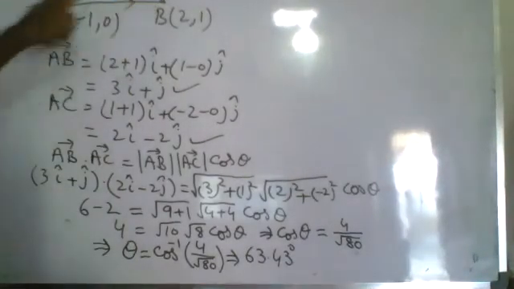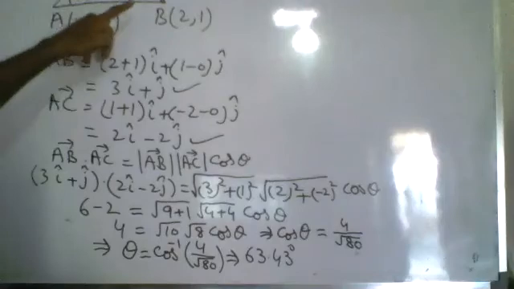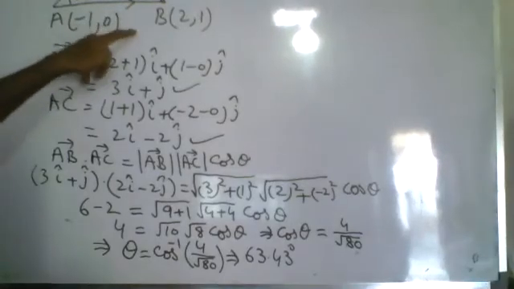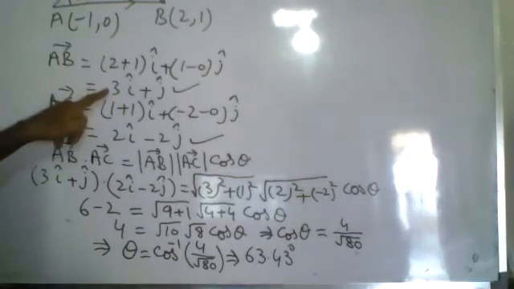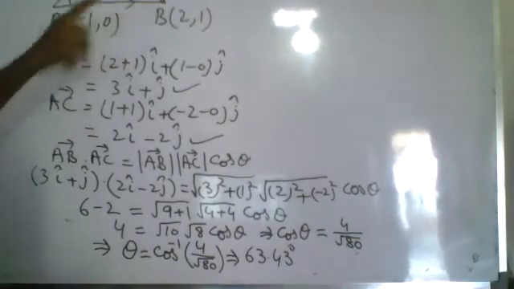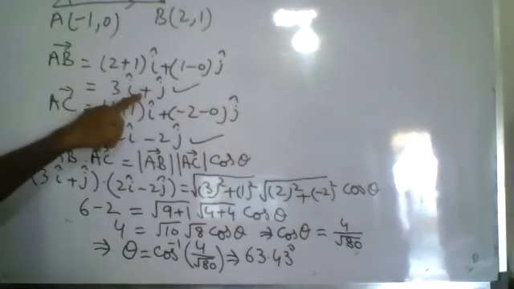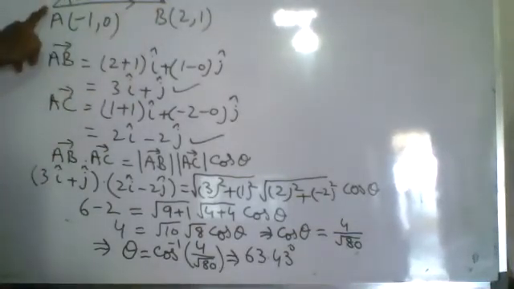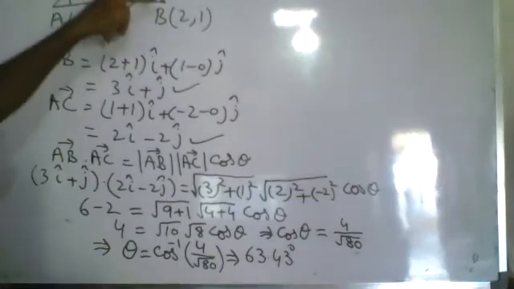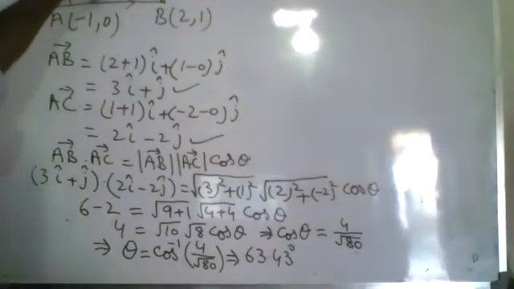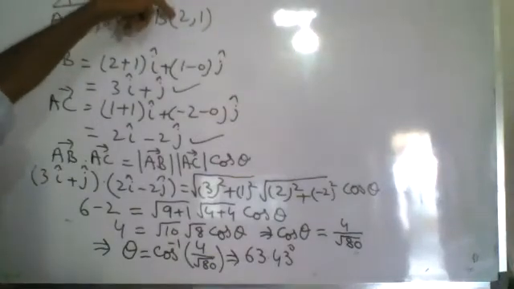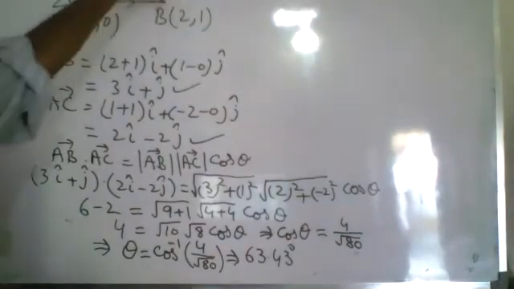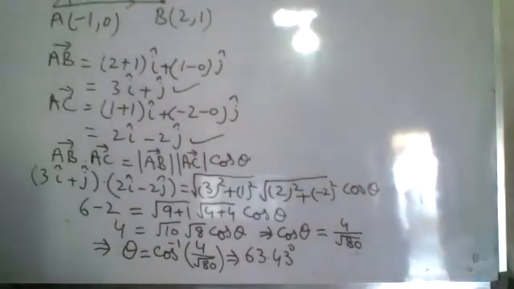In the same way, you will find angle B. You will find vector BA. BA will be the inverse of AB. AB is 3i plus j, so BA will be minus 3i minus j. You will change the sign. Then you find the vector BC. 1 minus 2 will be minus 1i, and minus 2 minus 1 is minus 3j.